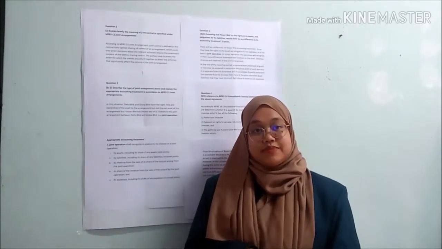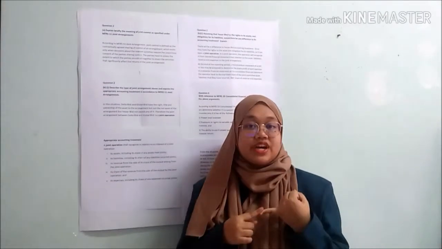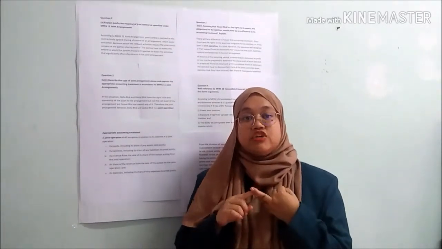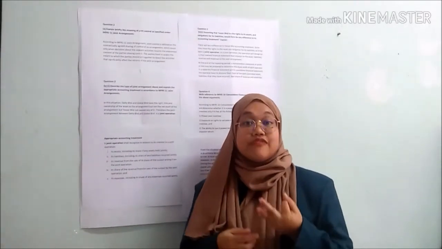The accounting treatment for a joint operation is that a joint operator shall recognize, in relation to its interest in the joint operation, first, its assets, including its share of any assets held jointly. Second, its liabilities, including its share of any liabilities incurred jointly. Third, its revenue from the sale of its share of the output arising from the joint operation. Fourth, its share of the revenue from the sale of the output by the joint operation. And last, its expenses, including its share of any expenses incurred jointly.